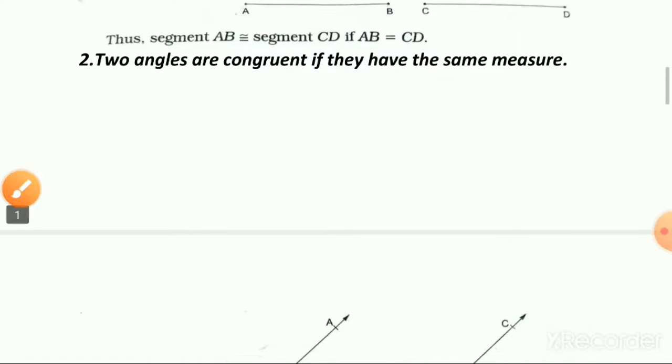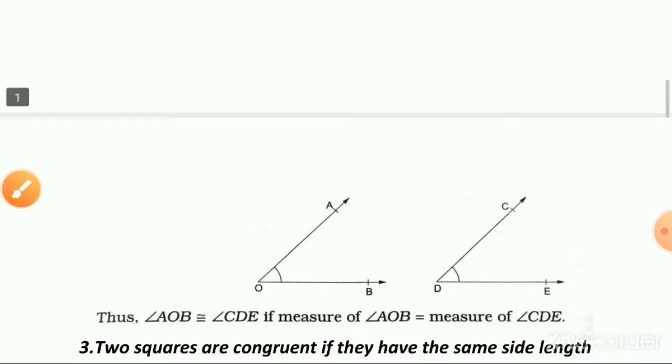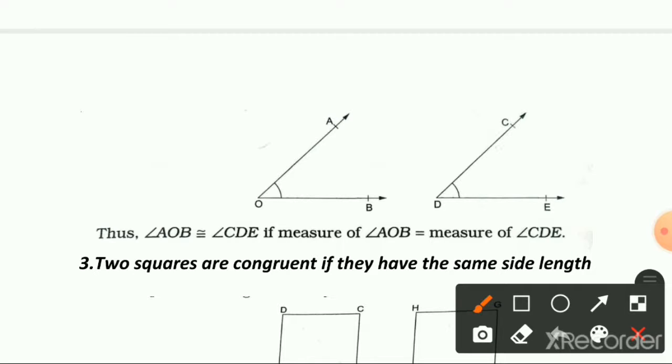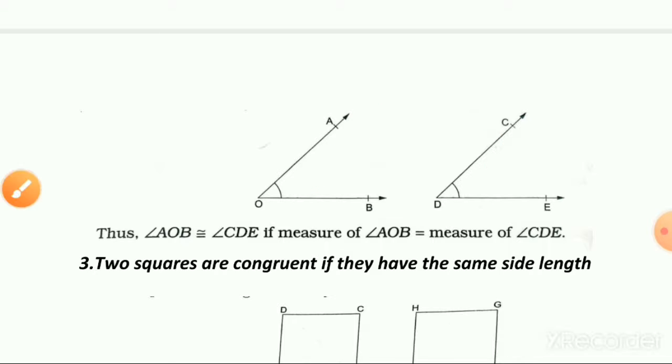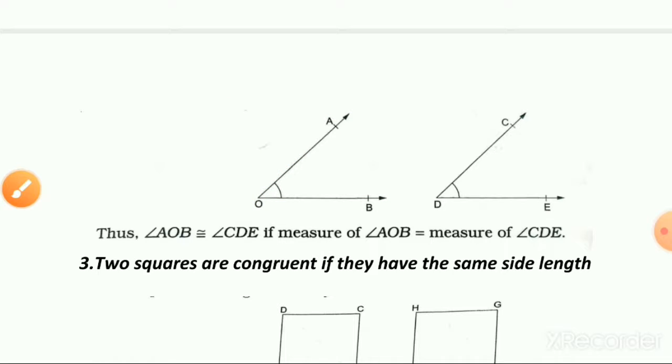Now in the same way, angles. Two angles are congruent if their measures are the same. Suppose I have to make two angles: if one is 60 degrees, then the other must also be 60 degrees, so that when we place it over the first, it will completely cover. Suppose I have one angle of 60 degrees and one angle of 90 degrees. If I put them over each other, the 90 will not completely cover, because it will look like this. So for angles to be congruent, their measurements must be equal.